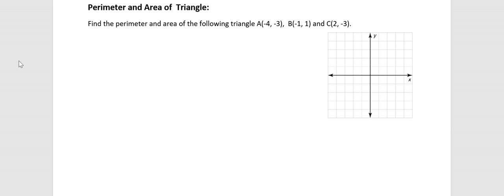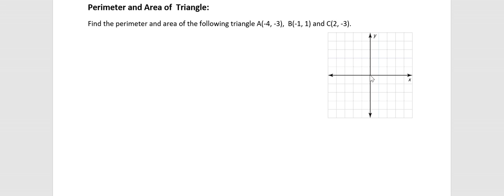To find the perimeter and area of a triangle, first you need to draw the figure in a coordinate plane. For example, find the perimeter and area of the following triangle with vertices A(-4, 3), B(-1, 1), and C(2, -3). So using this coordinate plane, we first plot each vertex, starting from the origin.